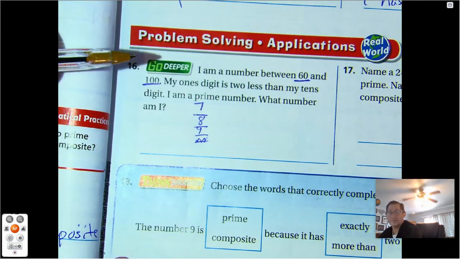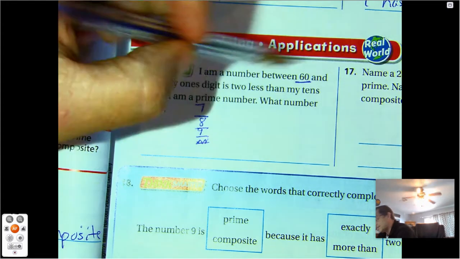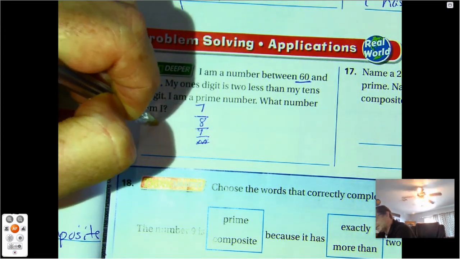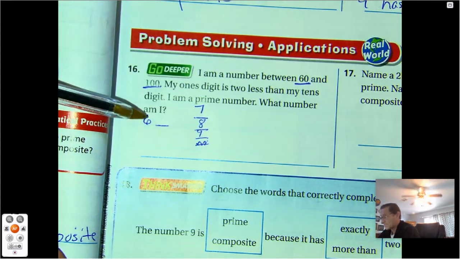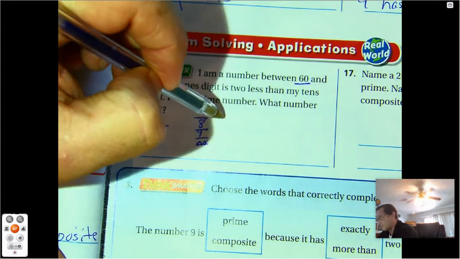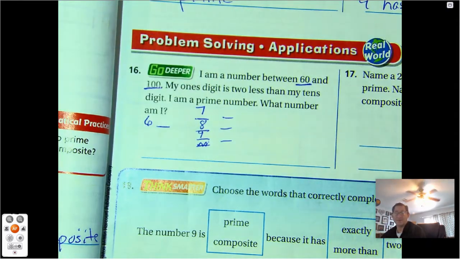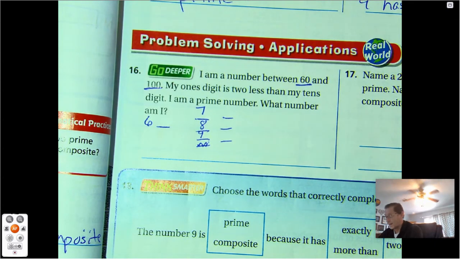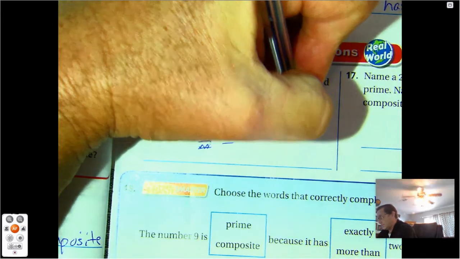I have to be, oh, I could be 60. I'm sorry. I could be 60. I could be 61, 62, so on. Okay. So those are the only possibilities for a number in the tens between 60 and 100. Okay. So I can have a number that's 61 to 99. 61 to 99 are my possibilities.